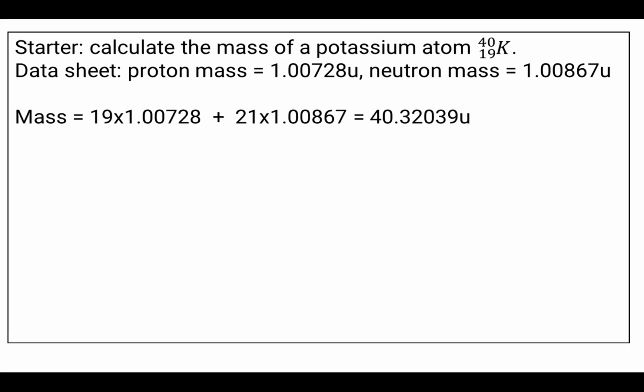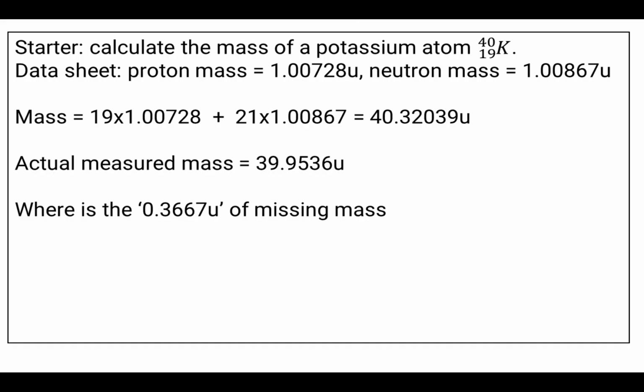So we get the total mass, as obviously we've got 19 protons and then 21 neutrons in that potassium atom. That gives a total mass of 40.32039 u. Yes, you have to use that amount of figures. You'll see why. So the actual measured mass is 39.9536 for a potassium 40 atom. So there's obviously a difference there. That's what I was touching on earlier. So the difference, if you subtract them, you're going to get 0.3667 u of missing mass.